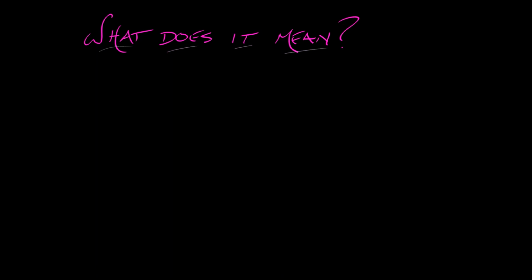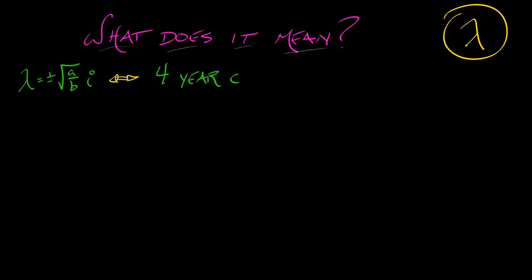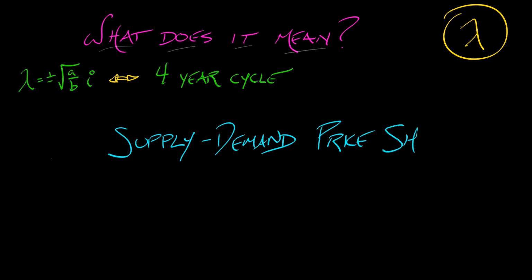All right, that's the solution, but what does it mean? What it means is bound up in the eigenvalue, in lambda. Looking at these eigenvalues, lambda is plus or minus the square root of A over B times i. The first thing is, because it's pure imaginary, it implies that there is a 4-year cycle. You're taking powers of this, and we know how powers of i behave. And that 4-year cycle means that there's a sort of supply-demand price shock going on, where first there's oversupply, and then the price collapses, and then because the price collapses, suppliers are willing to bring more to market, but then it takes time, and then by the time it comes back, you get this 4-year cycle.